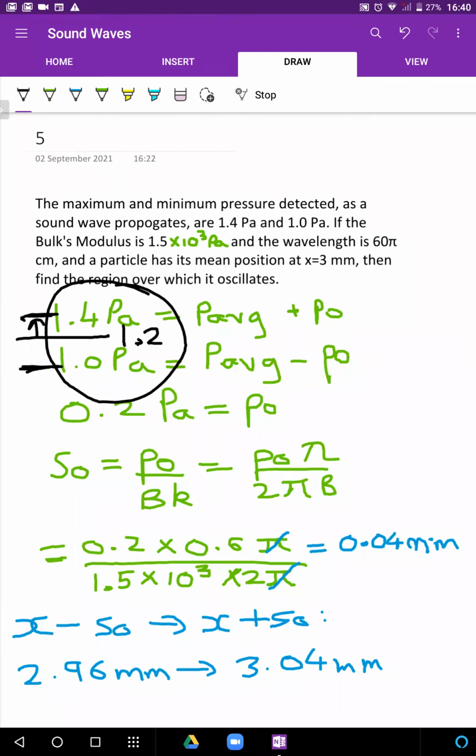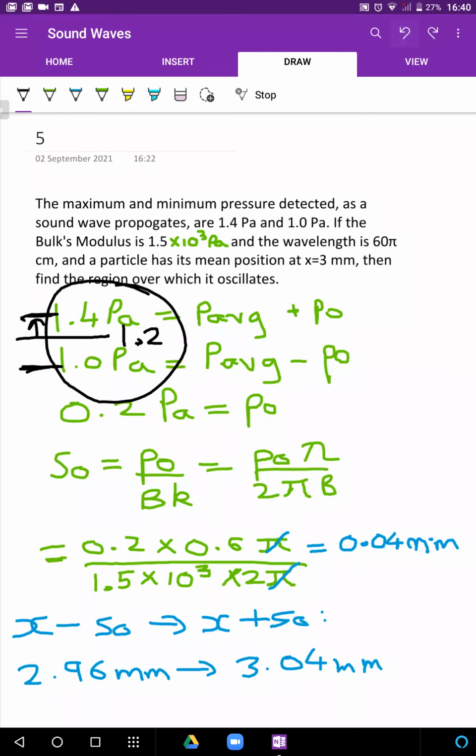It's like in SHM, if I would have told you a particle is oscillating between 7 and 10, what would be its amplitude? If it's oscillating between x equal to 7 and x equal to 10, max x is 10, minimum x is 7. Wouldn't you say 10 minus 7, 3, half of that is your amplitude? The distance between max and min is 2a. 8.5 is the mean position, 1.5 is the amplitude, right? So it's the same situation here.